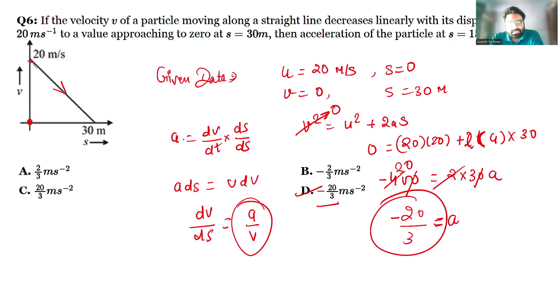Clear? If the slope is constant, then this ratio is also constant. And we can say the slope is constant here. So that is why this ratio is also constant. So you can calculate this value by this equation also.